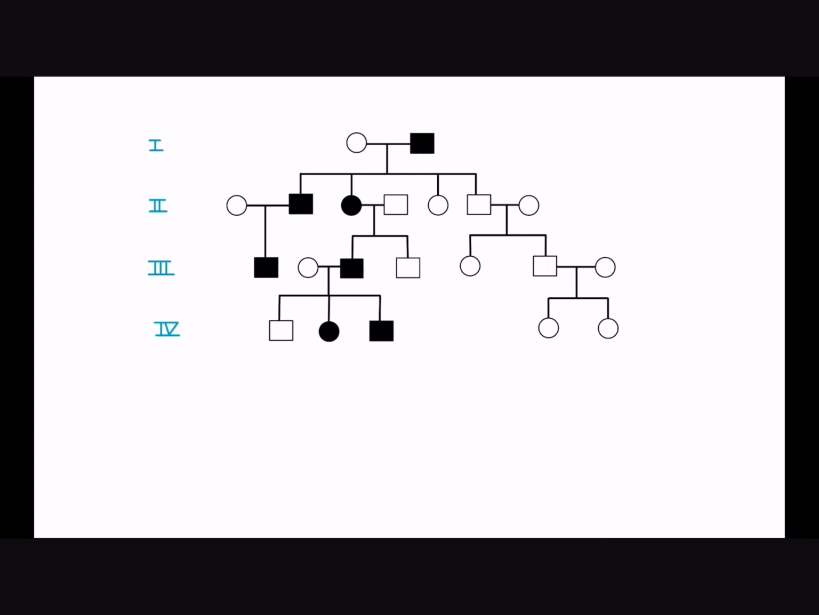Now, let's look at this example. We can ask, do affected individuals always have an affected parent? As we can see that all of the individuals who are affected by the trait do have affected parents, we can narrow our answer choices down to dominant traits. Now we can ask our second question from the flowchart. Can fathers pass their affected alleles to their sons?